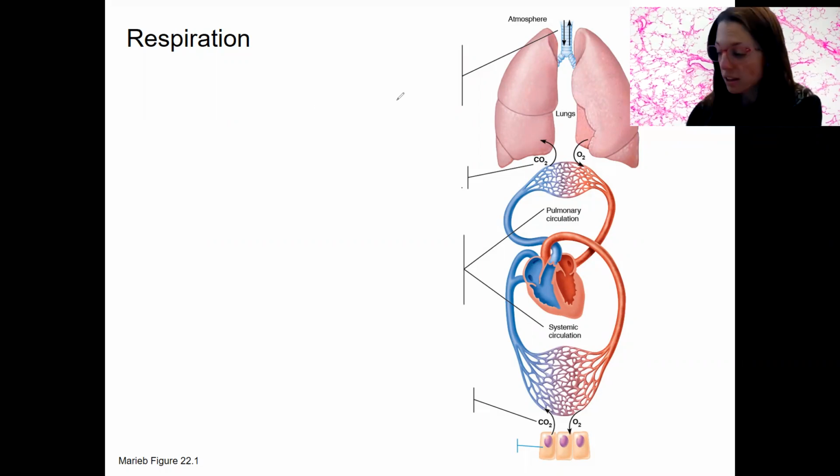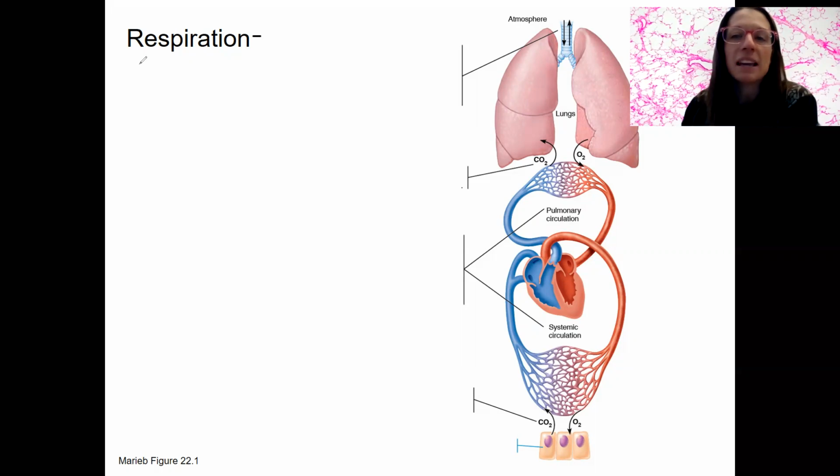So what I want to start with is, what does respiration mean and what is the respiratory system responsible for? So respiration is basically everything related to getting O2 in the body and getting CO2 out. There are 4 steps to this that we will go through, of course, in more detail.